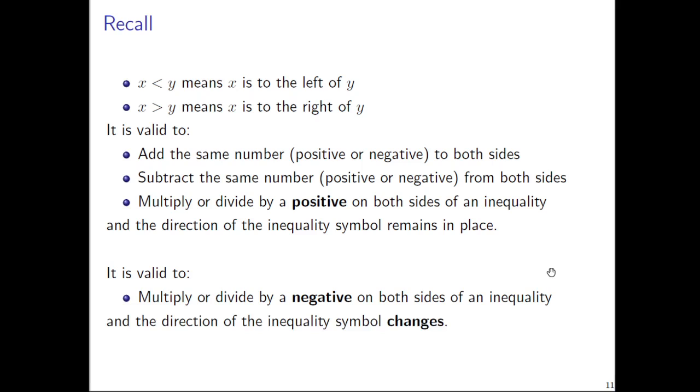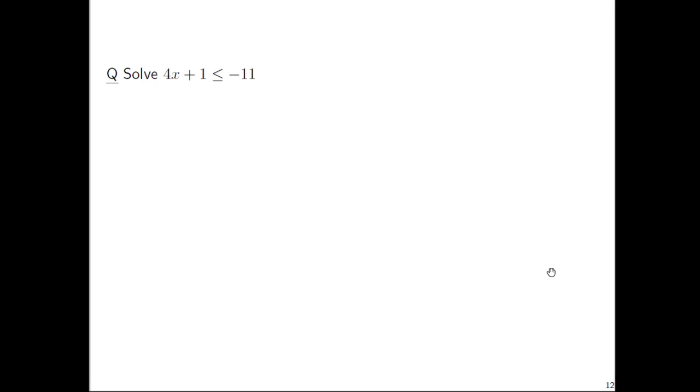So I want to really clarify what's going on here with these next two examples. As a first example, 4x plus 1 less than or equal to negative 11, we can subtract 1 on both sides and we'll have 4x is less than or equal to negative 12. Now what we need to do is divide both sides by 4. So we'll end up with x is less than or equal to negative 3.